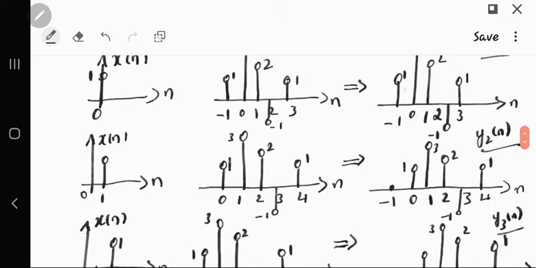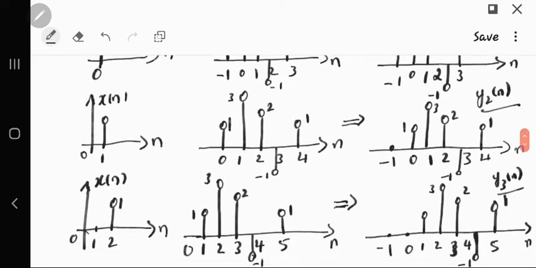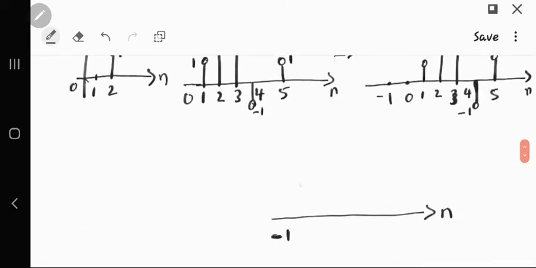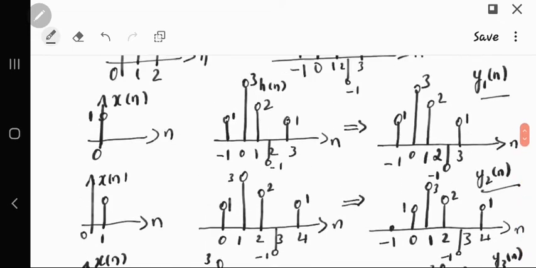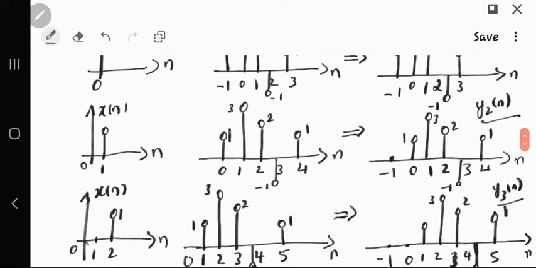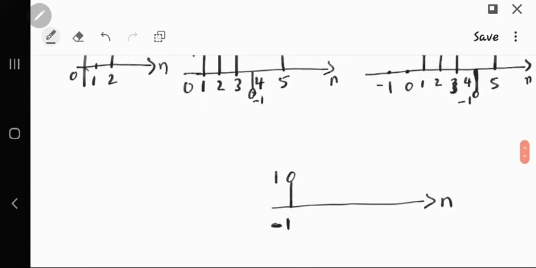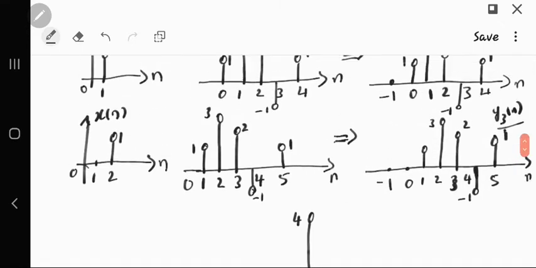Now see this, at -1, 1 is there, 1 plus 0 plus 0, that is 1 itself at -1. And at origin, we have 3 plus 1, 4 plus 0. So 3 plus 1 is 4. The amplitude of the signal is 4 at the origin. So we are plotting y of n, the final output here.